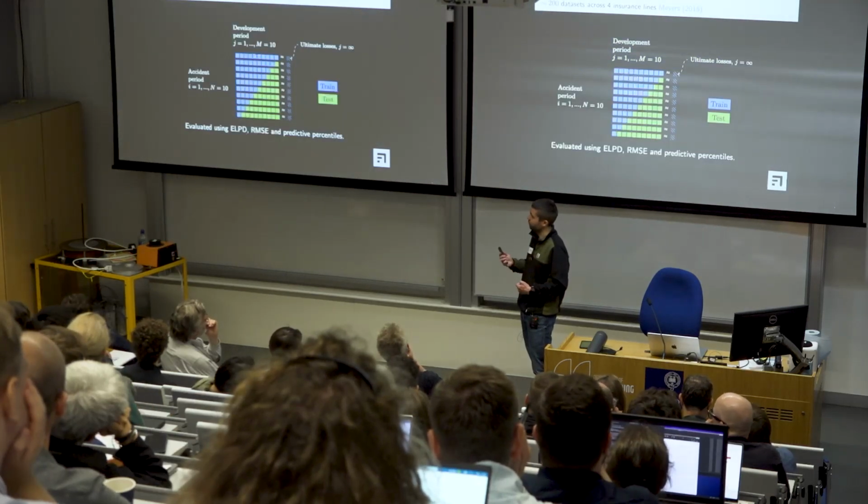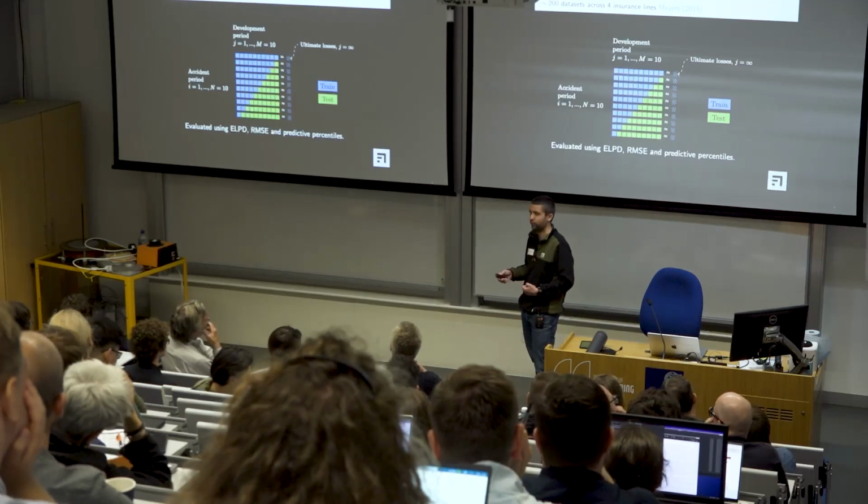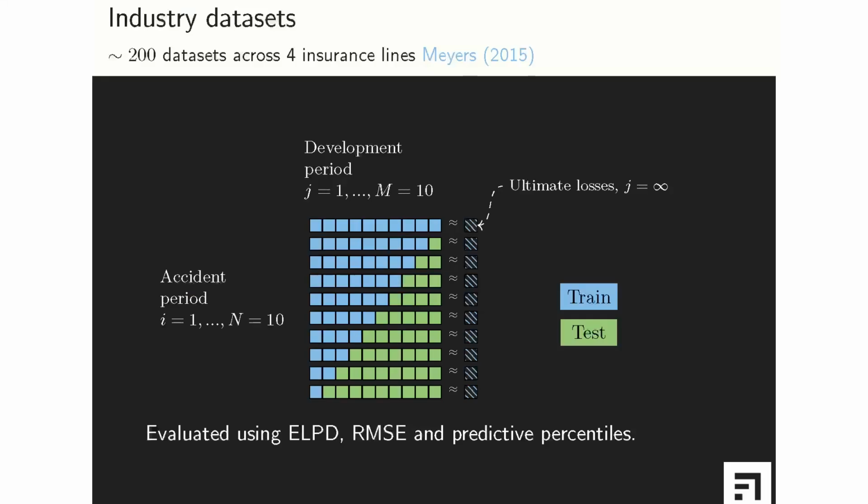We then also had around 200 data sets across 4 different insurance lines of business from a paper in the literature. And these had 10 by 10 full triangles that we could then split up into the training data set, as we would usually see, and a test data set. And then we evaluated the hidden Markov model and two-step process using ELPD, RMSE, and also looked at calibration as well.